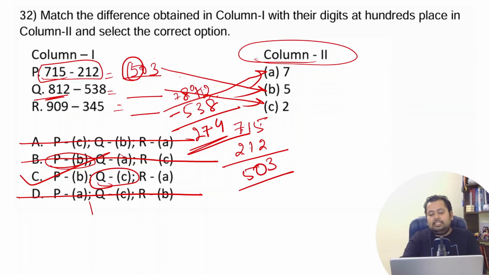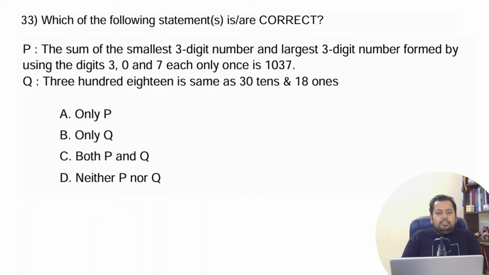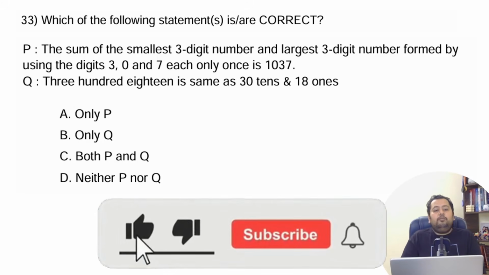And now we move to question number 33. Which of the following statements is or are correct? There are two statements given, P and Q. You have to find out which of these is correct. P says the sum of the smallest three-digit number, so what is the smallest three-digit number? Find that out. And the largest three-digit number formed using 3, 0, and 7.